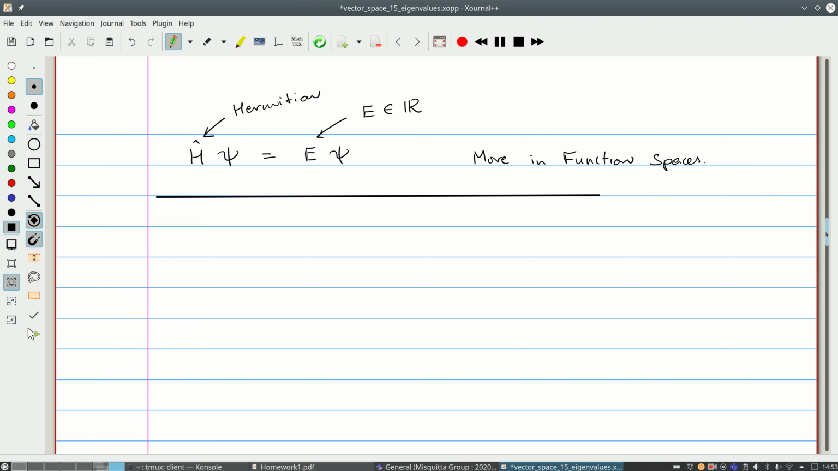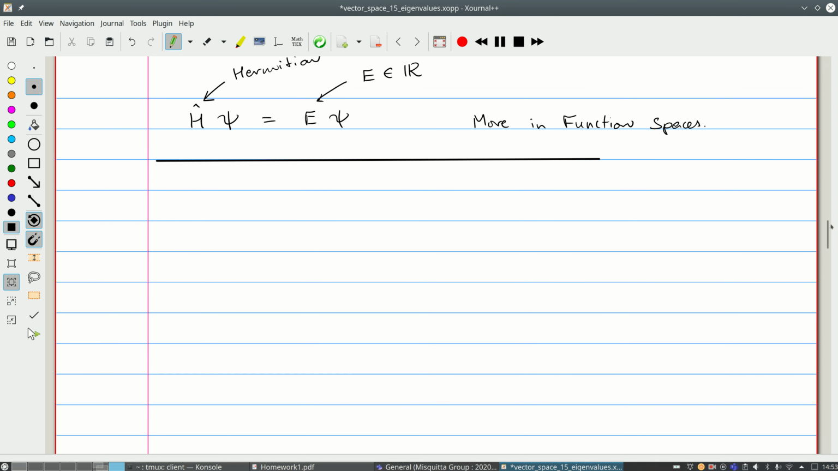Okay, so the next thing I'm going to be doing is to examine the eigenvectors of a Hermitian operator. So if you have a question now, what about the eigenvectors of a Hermitian operator?